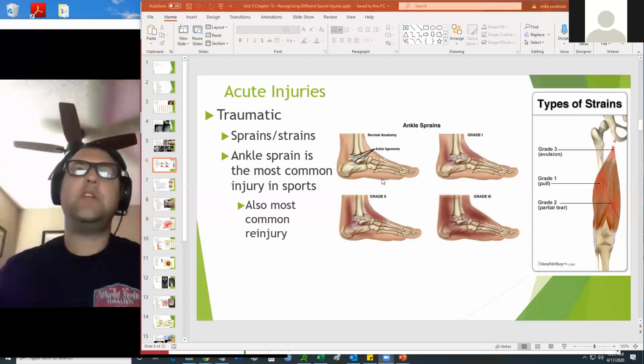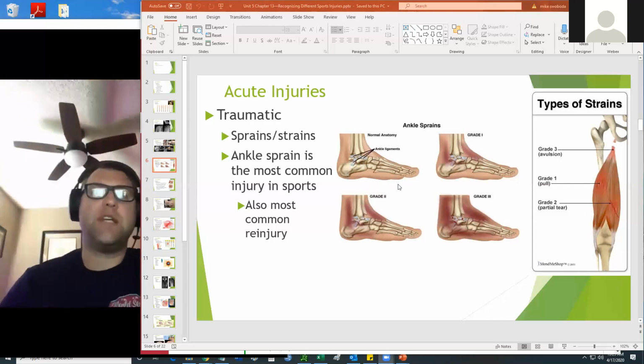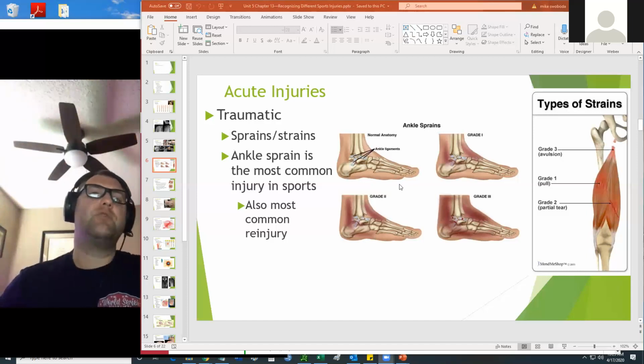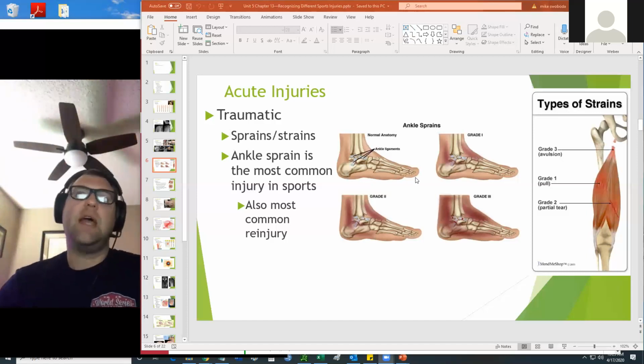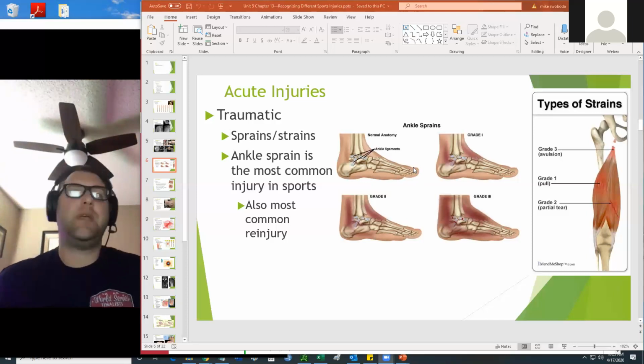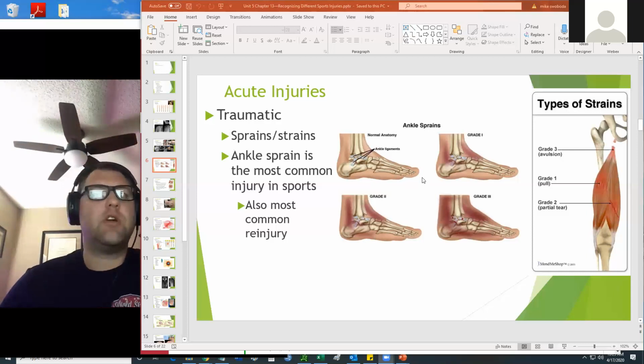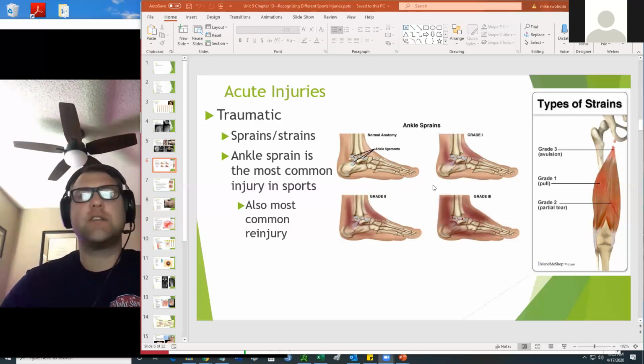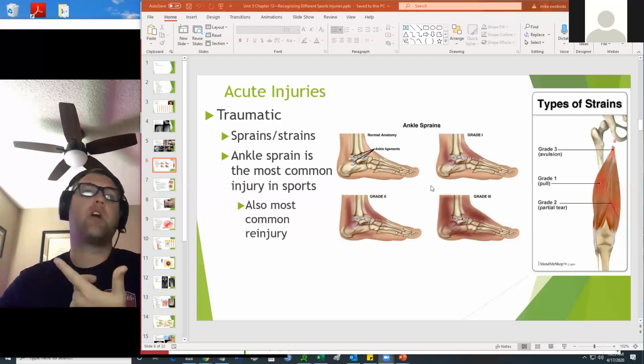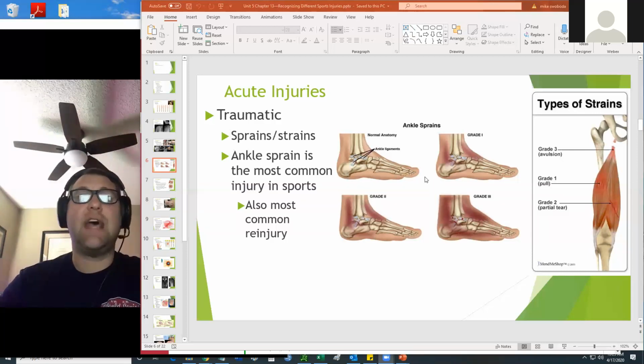The other thing to note with ankle sprains in particular is that ankle sprains are the most common injury you have in sports, and they're also the most common re-injury you have in sports. If you get an ankle sprain, depending on the source you look at, there's roughly a 25 to 40% chance of re-injuring it, regardless of the amount of rehab you do or the precautions you take. So an ankle sprain is definitely a very nagging injury, and it can go on and off for a whole season or even a whole career.